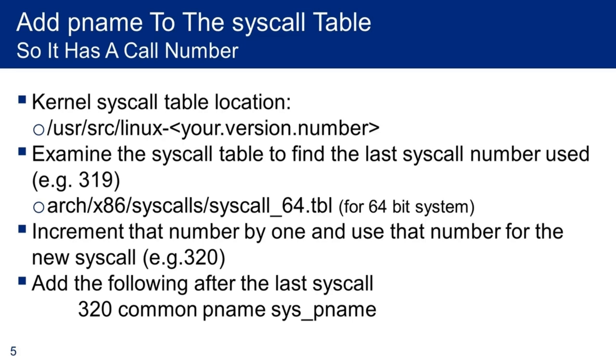In this example, the last system call was numbered 319, so the new entry would have 3 elements: the system call number, the C program name, and the system name given in the ASM linkage call prototype. So for the 3.16.36 build, the entry would be 320 common pname sys_pname. Unfortunately, this may not work for your build.